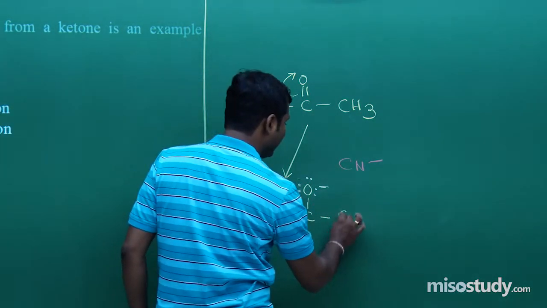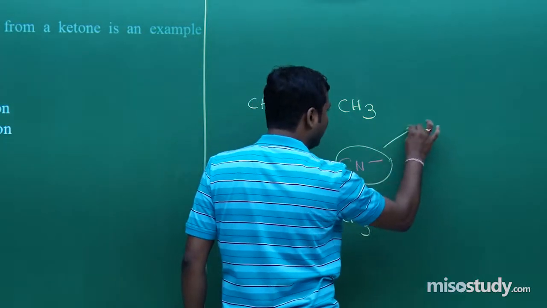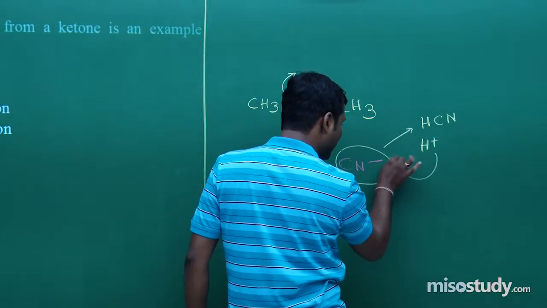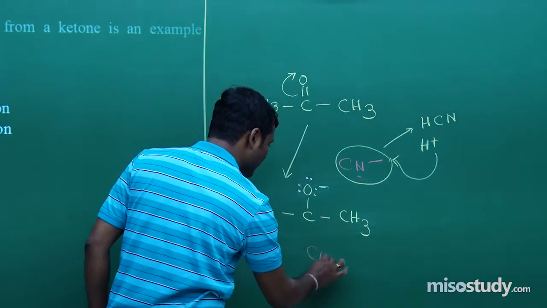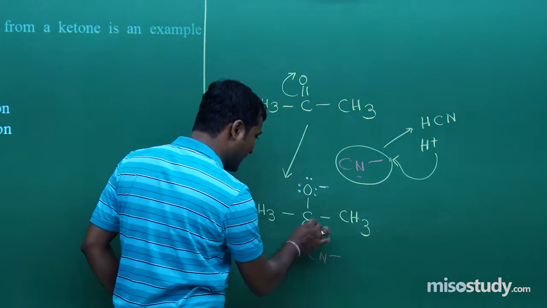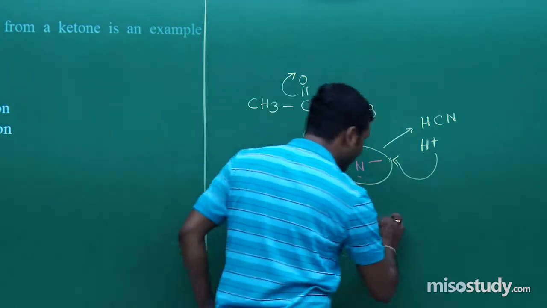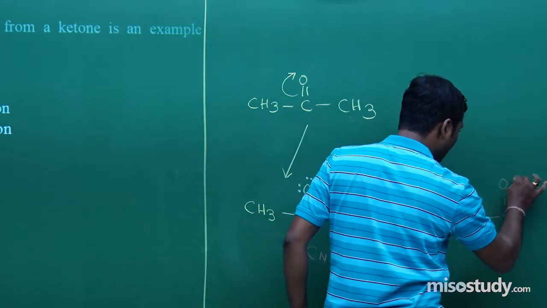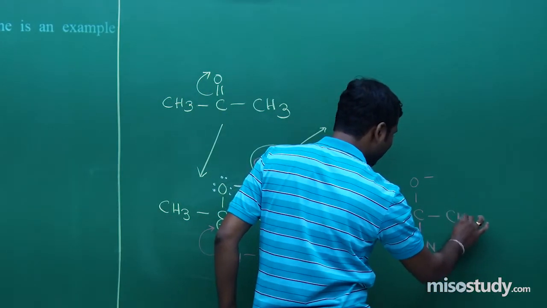Now it is CH3, and when treated with HCN, it gives you H plus and CN minus. Now this CN minus is the nucleophile. Clear? It will attack here because the carbon is plus and the oxygen is minus. So what will happen? Check it out. It gives you CH3, C O minus, then CN and CH3.